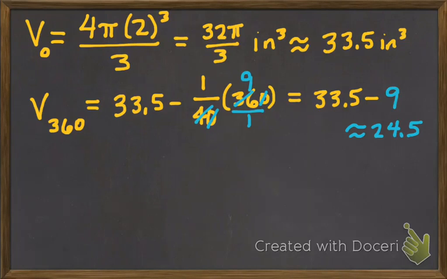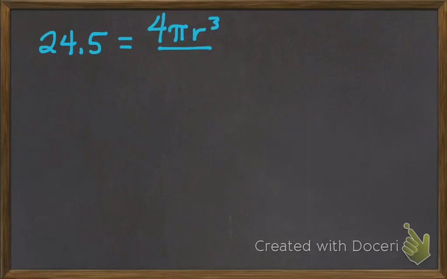So now I know the volume after 360 days, but what I was asked to find was the diameter. So I'm going to work backwards with the 24.5. In fact, I'm going to move on to another screen so I have a little more room to play. But I'm going to use the fact that the volume after 360 days is 24.5 and set that equal to the volume formula, 4 pi r cubed over 3.